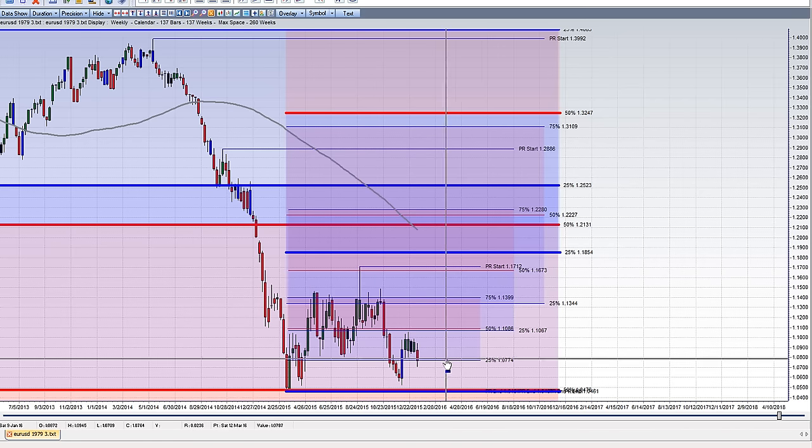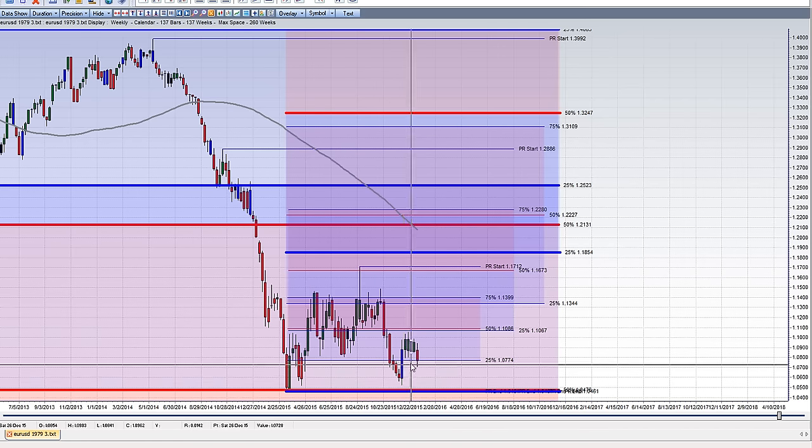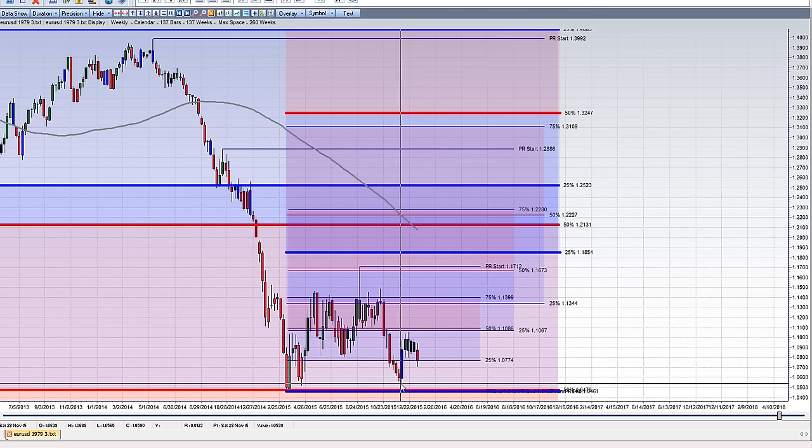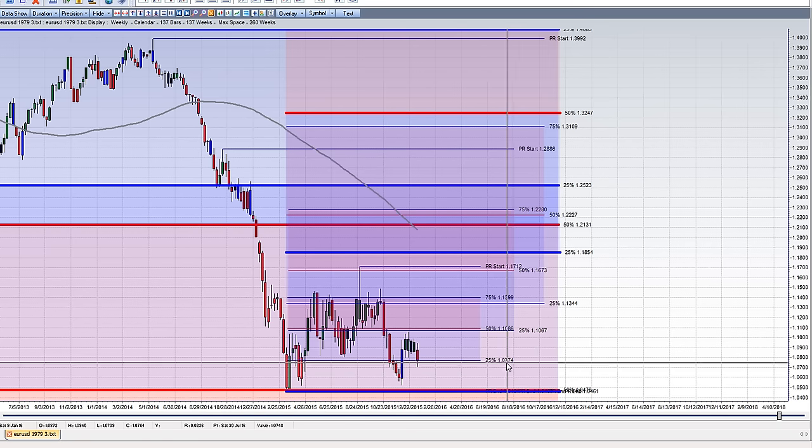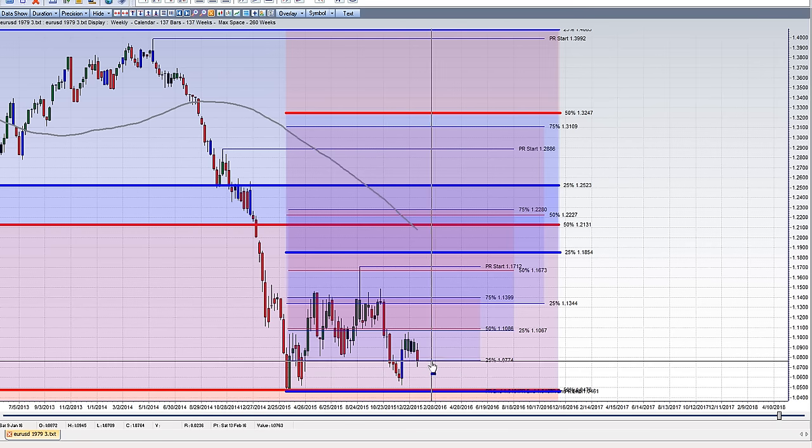And these are the levels. A 25. You see how it goes. It pierces it. Sometimes it holds. It pierces it, goes back up. And it's trying to keep that level right now at that 77.4. It's trying to hold it.